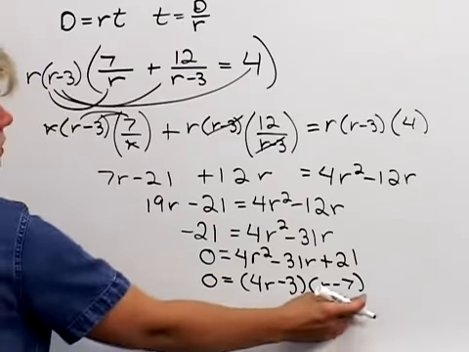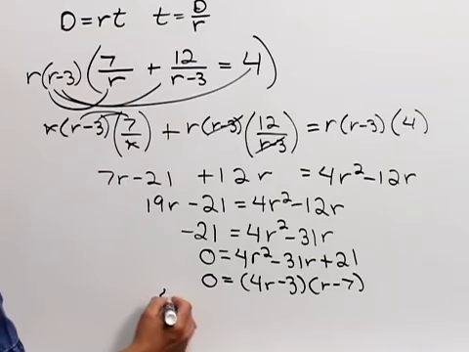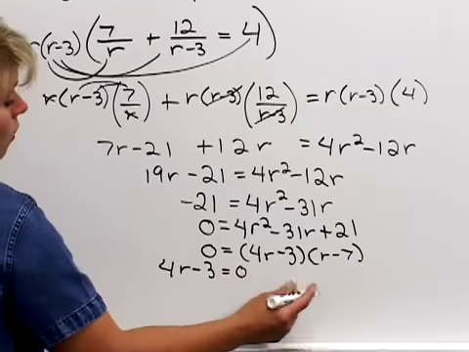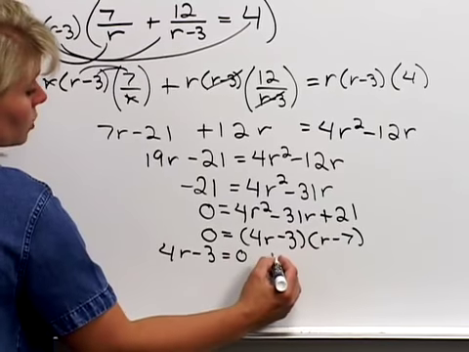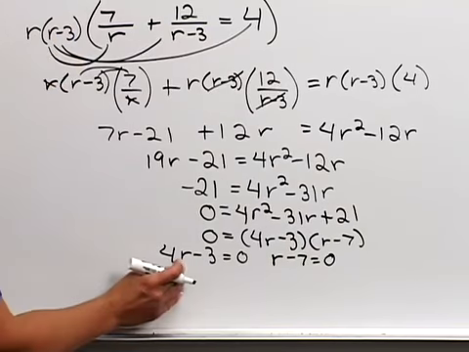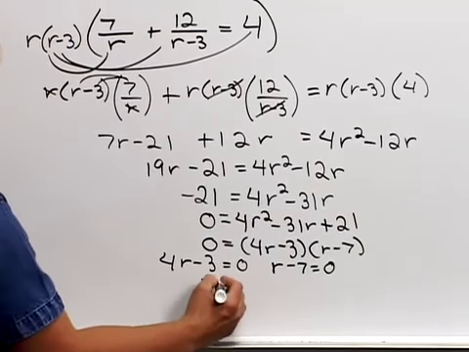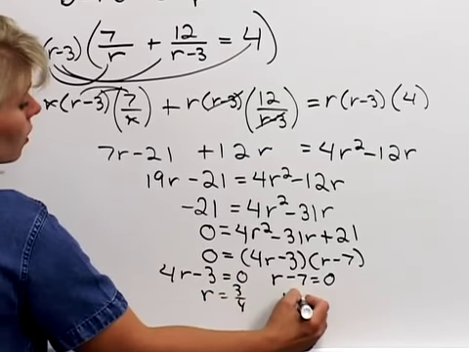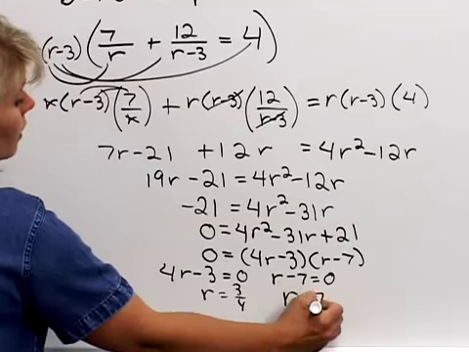If we set each of these factors equal to 0, you'll have 4r minus 3 equaling 0. Or another possibility for a solution would be r minus 7 equaling 0. Here, if you solve for r, it will be 3/4. Here, if you solve for r, it would equal 7.